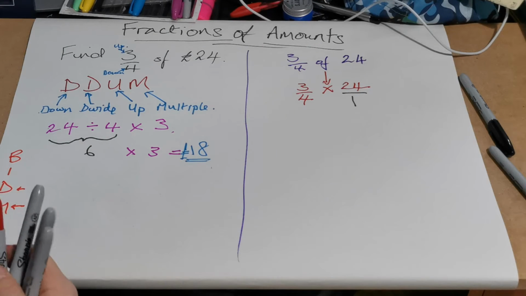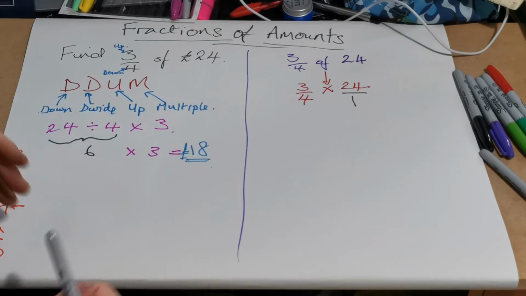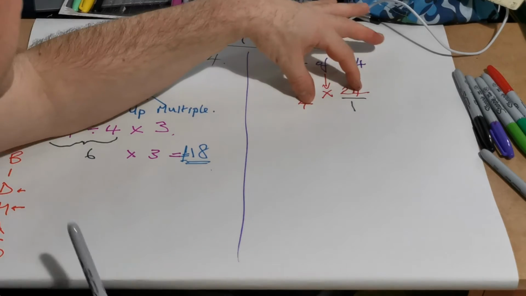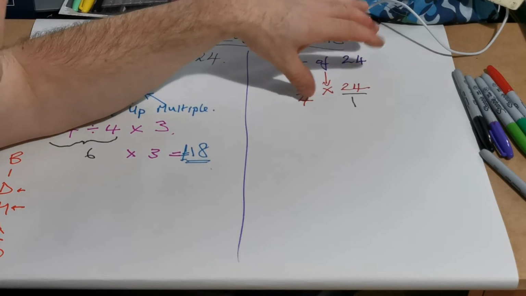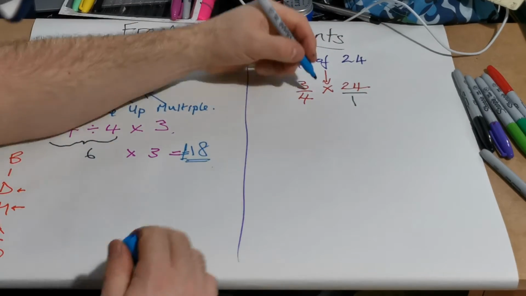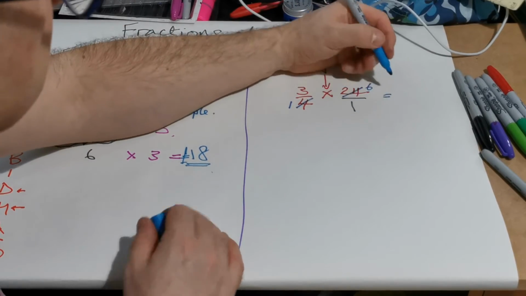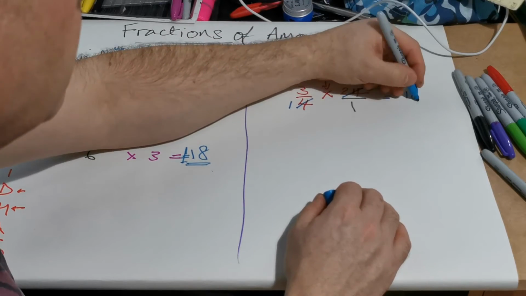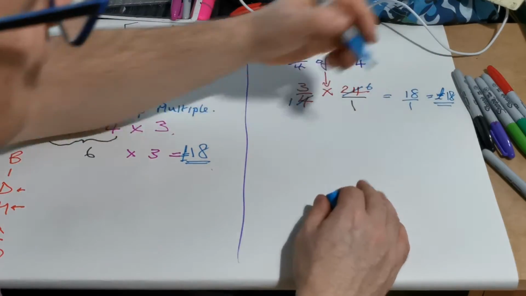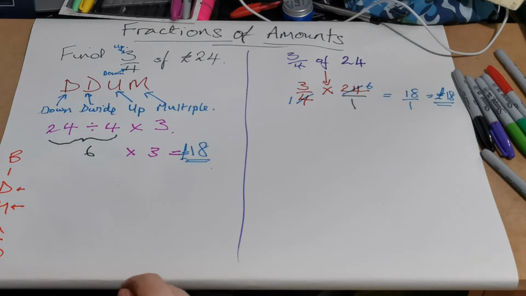Now what I can do is think about cancelling that down. Remember, you can cancel any top with any bottom, so I'm going to cancel these two here because that's a top and that's a bottom, so that's allowed. They're both in the 4 times table. That is 1 4 and that is 6 4s. So I get the answer of 18 over 1, which is 18 pounds. Like I say, a bit more mechanical, but a bit more powerful.